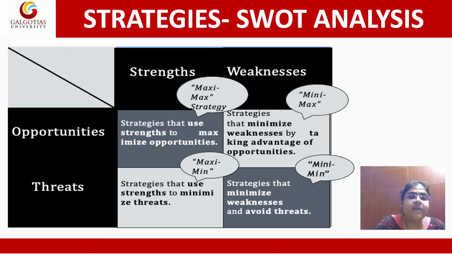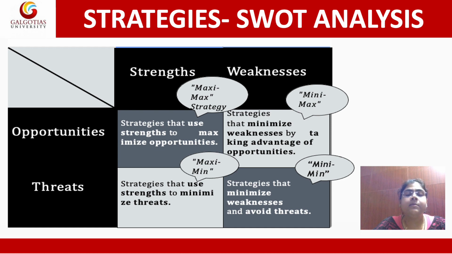Next is the strengths and the threats: the strategies that use the strengths to minimize the threats. We need to formulate strategies which help in using our strengths for minimizing the threats, and that strategy is known as maxi-min. Maxi of strengths and min of threats.